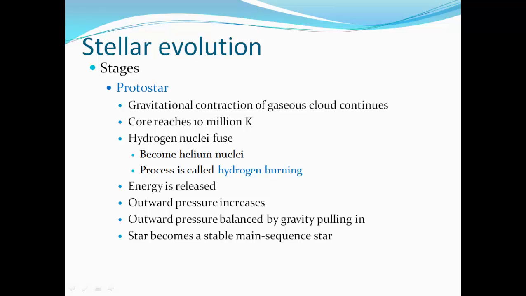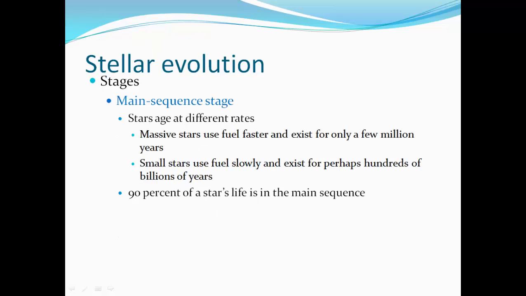In a protostar, gravitational contraction of the gaseous cloud continues. The core reaches 10 million degrees Kelvin. Hydrogen nuclei start to fuse, becoming helium nuclei. This process is called hydrogen burning. Energy is released and outward pressure increases. Outward pressure is balanced by gravitation pulling in. The star becomes a stable main sequence star.